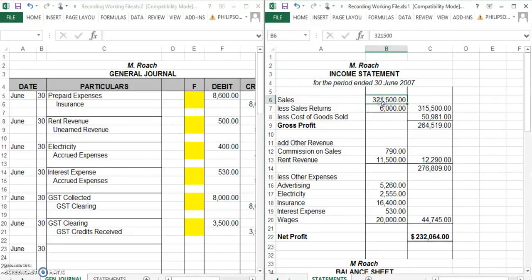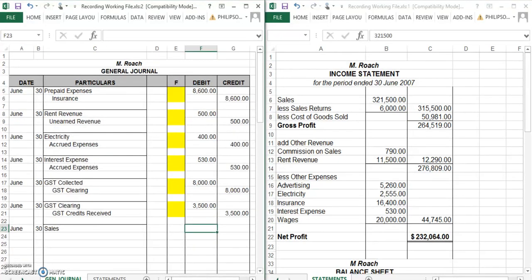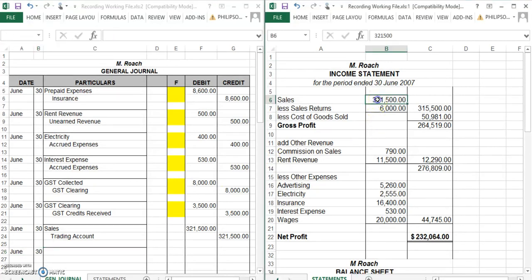So first of all, sales, being a revenue, is a credit. So in order to close it off, we need to debit it. Sales, 321,500, and credit trading account, 321,500. Again, no narrations in our exam style questioning, so we'll just move on. Alright, so that's this one here done.